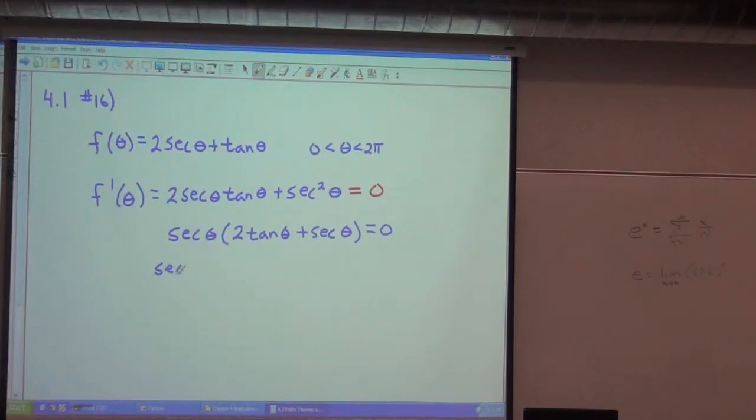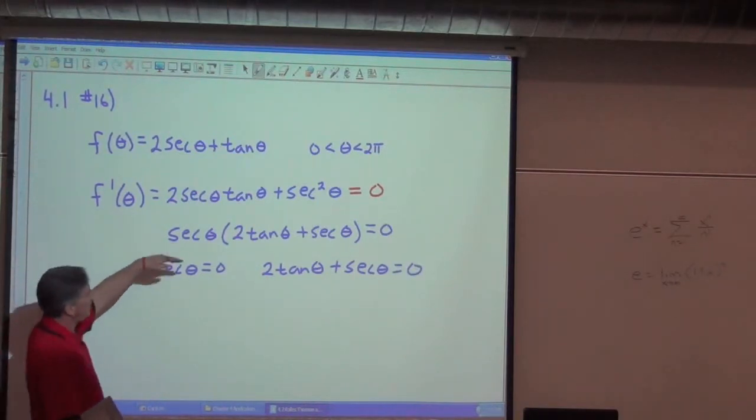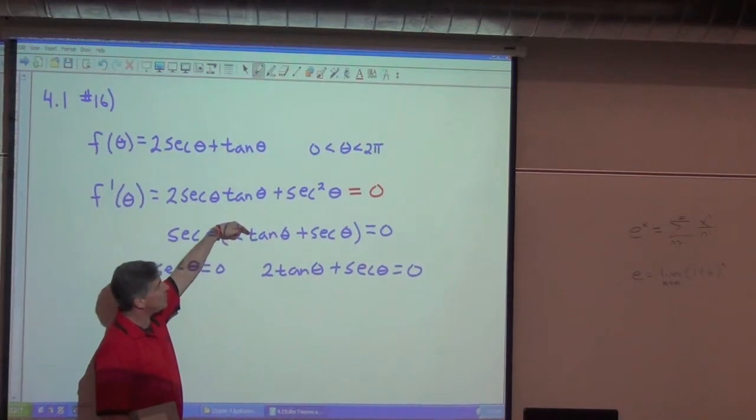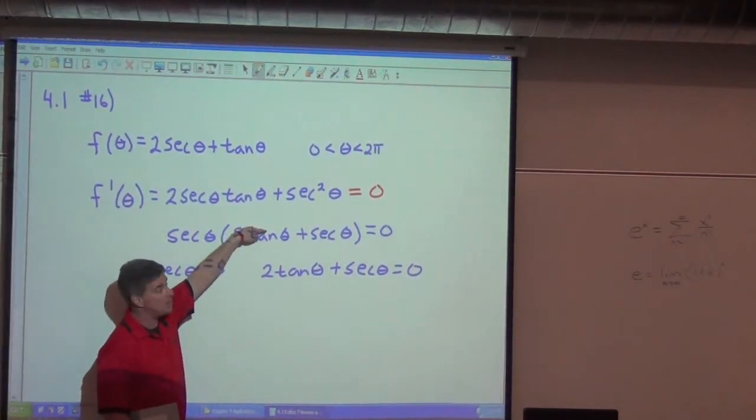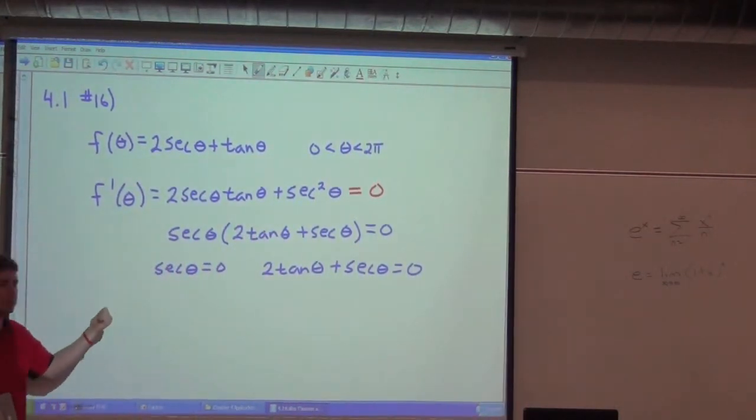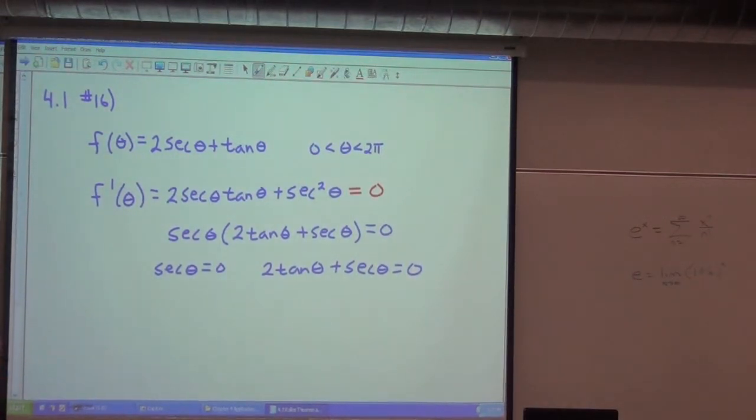We say, okay, where does secant of theta equal 0? And where does 2 tangent of theta plus secant equal 0? You could split tangent into sine and cosine, which is sine times 1 over cosine, or sine times secant. Want to do that or keep working from here? Tangent is sine over cosine, so you can think of tangent as sine times secant. Then we could have taken out a secant squared. But I don't know if most people will catch it.